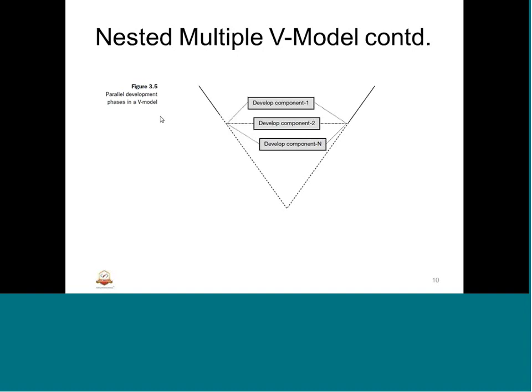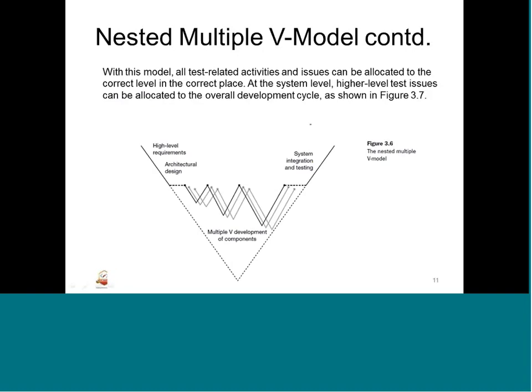So okay, in conclusion of that, in the nested multiple V model, all test related activities and issues can be allocated to the correct level in the correct place. That means whatever we identify in terms of testing activities should be applied for the particular level, like component 1, component 2, component 3 specific tests will be applicable for that specific V, whatever we have followed within that multiple V model. So at the system level, higher level test issues can be allocated. Overall development life cycle.